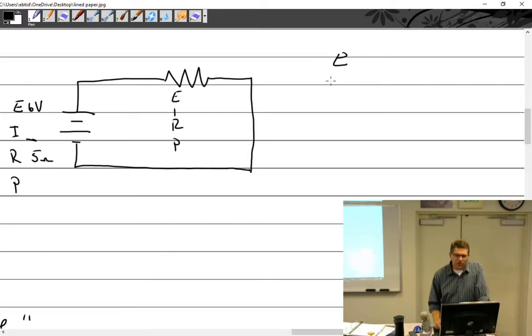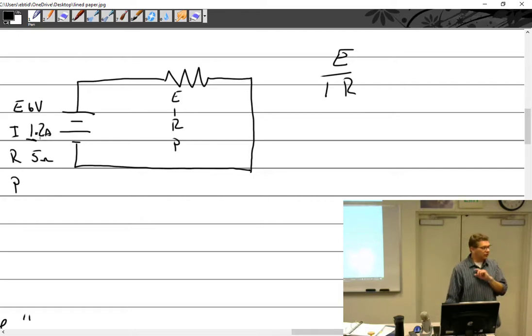You always want to look for 2 out of 3. If you know 2 things, you can always find the third. What 2 things do I know? I know E and I know R. Therefore, I must be what? Genius. Okay, I want to know I, so I go E divided by R. E, 6, divided by 5 equals 1.2 amps.